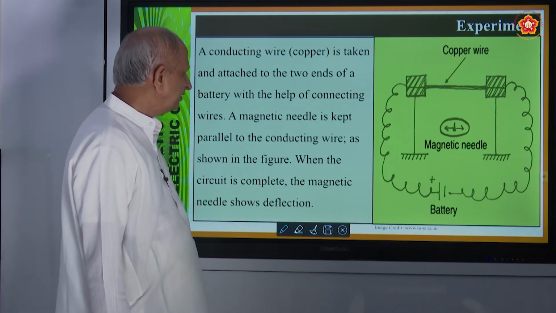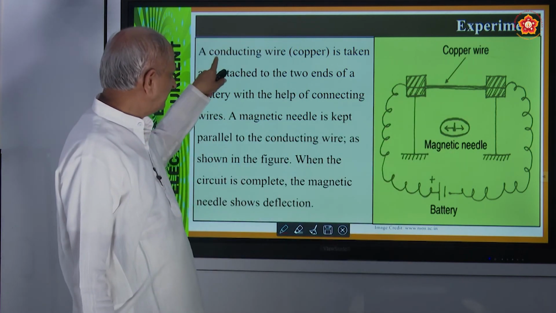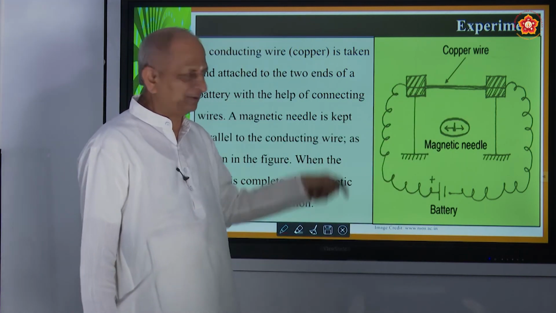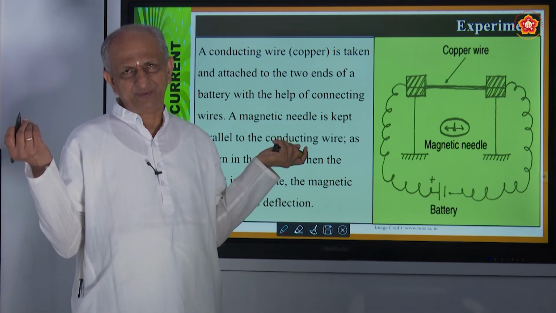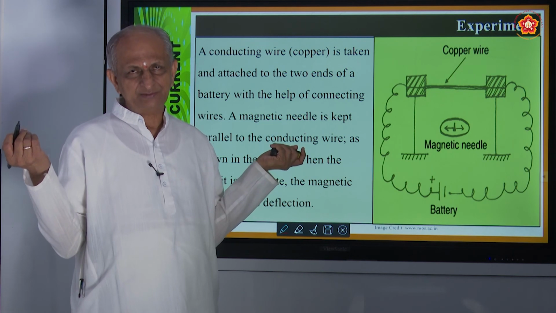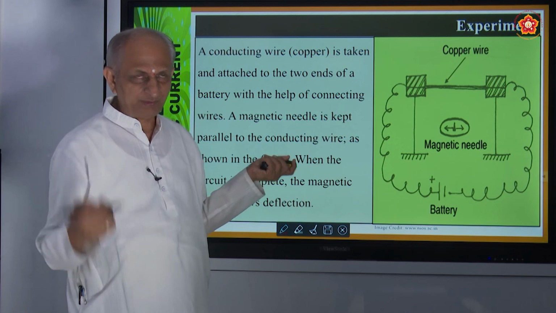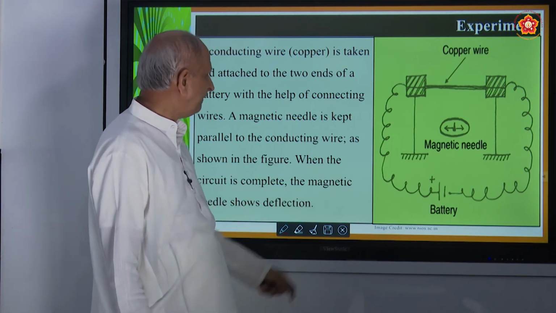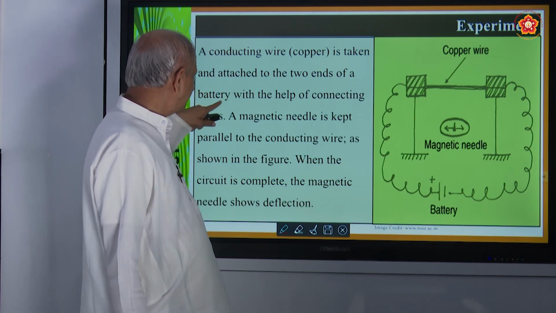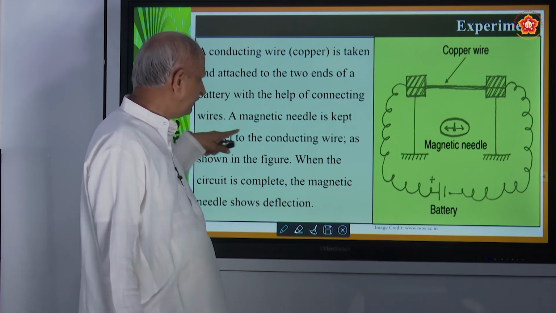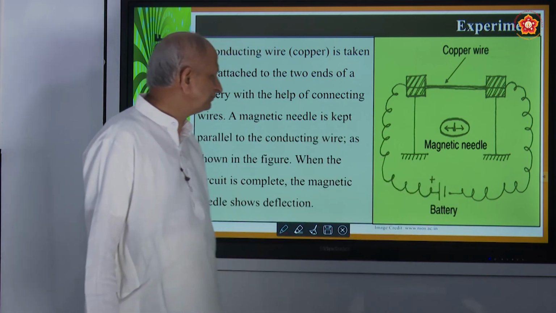He took a piece of copper wire, a conducting wire, especially copper. Why only copper? Any conducting wire is okay. Aluminum is also okay, copper is also okay, silver is very good, platinum is still good. Usually copper is taken and then attached to the two ends of a battery with the help of connecting wires.